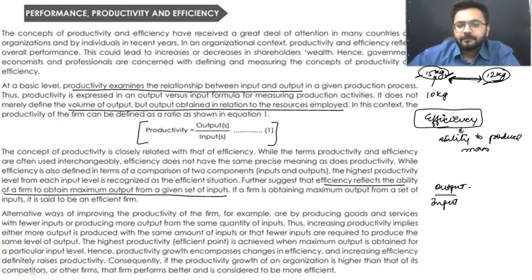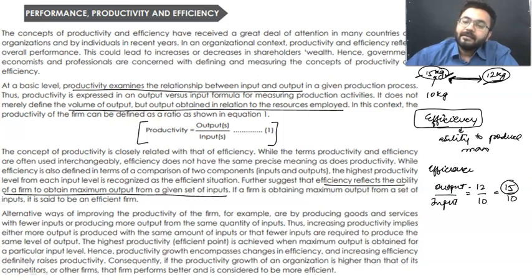If I tell you that earlier we were using 10 units and we were able to make 12 units of output, now using the same 10 units I'm able to make like 15 output units. So can I say that my efficiency is increased? Yes, you can say. Why? Because I'm comparing these two situations. So efficiency is all about the ability to produce maximum from a given set of inputs.